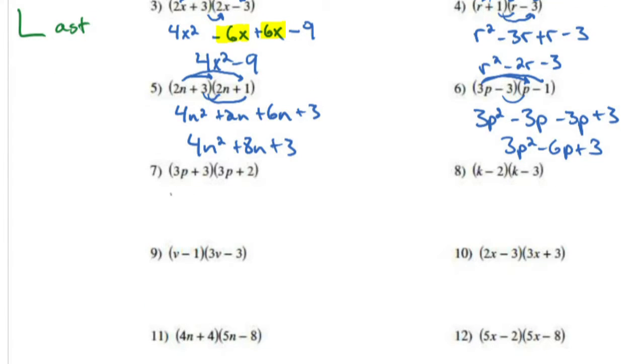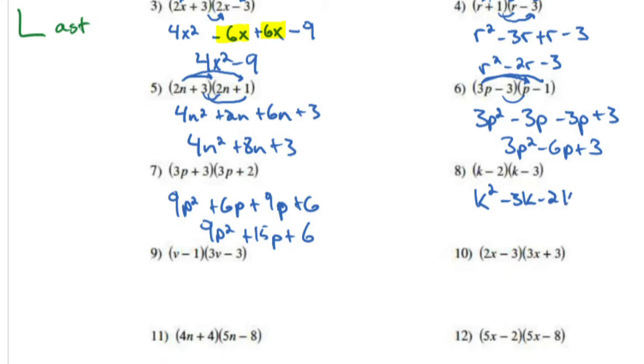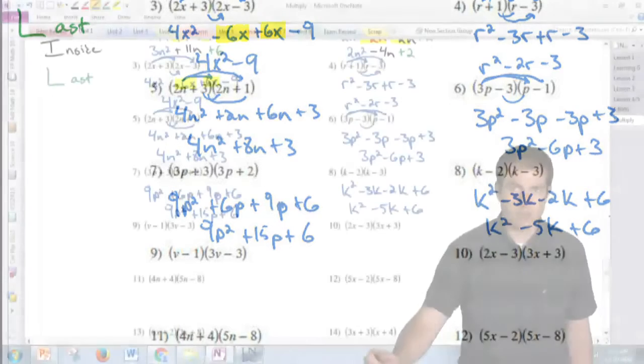3p times 3p is 9p squared, plus 6p, plus 9p, plus 6. So 9p squared plus 15p plus 6. k squared minus 3k minus 2k plus 6. Combine like terms, k squared minus 5k plus 6. All right, so there's the first 8.